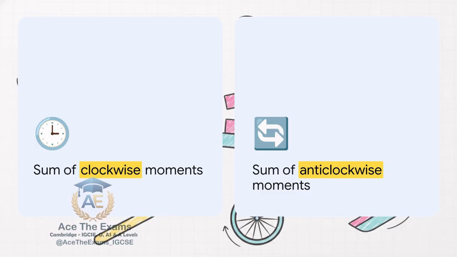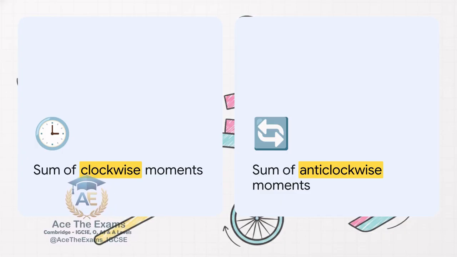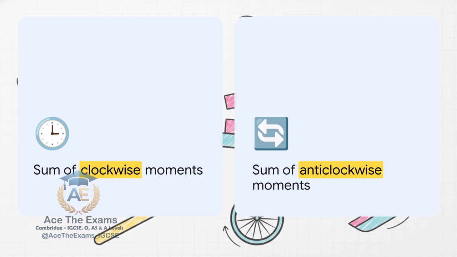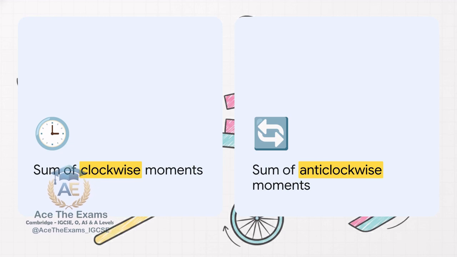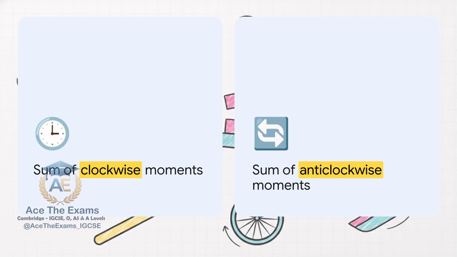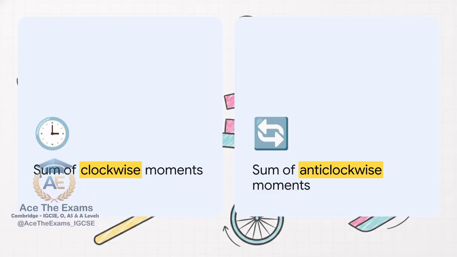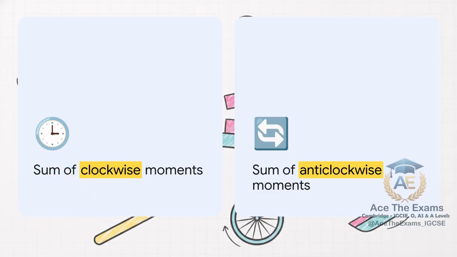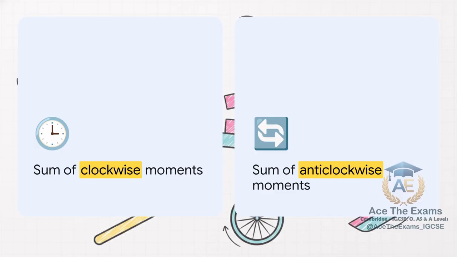If you just write down the moments are equal, you will likely miss the mark. Examiners are ruthless about this. You must explicitly specify the words sum of clockwise and sum of anticlockwise. This level of precision is exactly what transforms a flawed red ink answer into a perfect green checkmark masterpiece.